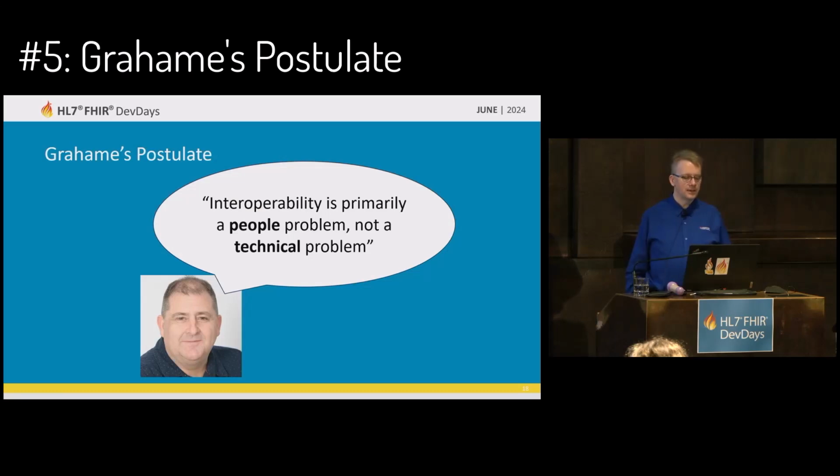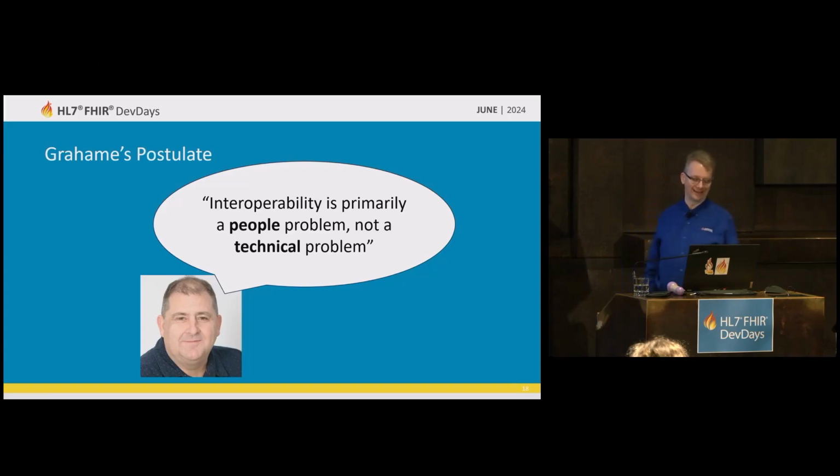And what this is really asking you to think about is if there is an innate level of complexity to the problem that you're trying to solve, and you do have an ability to move it, where should that complexity live? So Graham's assertion is that interoperability is primarily a people problem, not a technical problem.